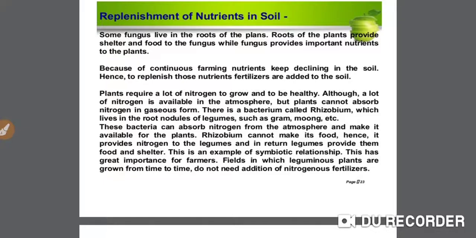This has great importance for farmers. Fields in which leguminous plants are grown from time to time do not need the addition of nitrogenous fertilizers. That's it. So this is the way by which our soil is replenished of nutrients.